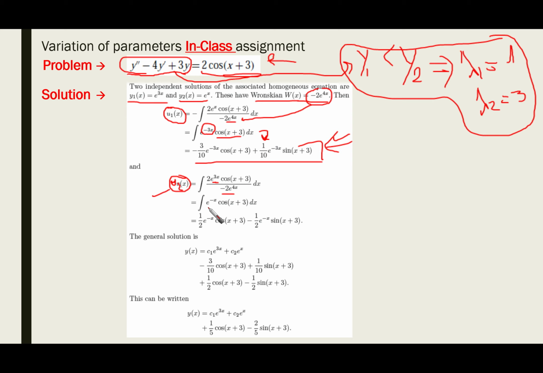Rearrangement of this, it is going to be e to minus x, because we have 3x here and 4x here, so it is minus x here, cosine x plus 3, and 2 would cancel with the 2 here. Then we have this integration. You can integrate it easily, and you can find that integration by parts would yield this value. Check it and let me know if there is something wrong in this.